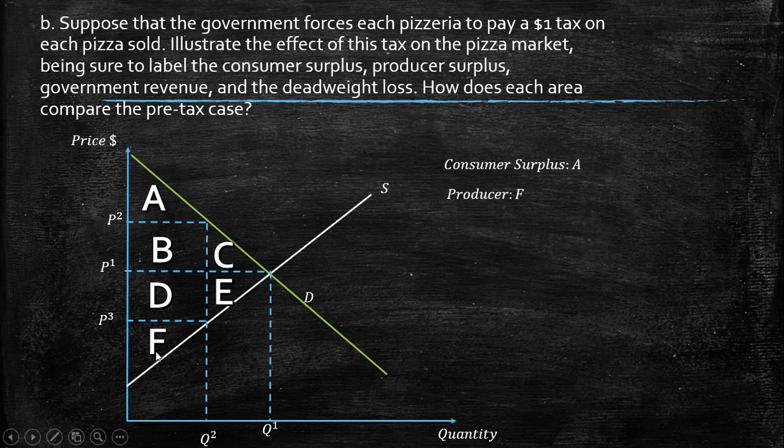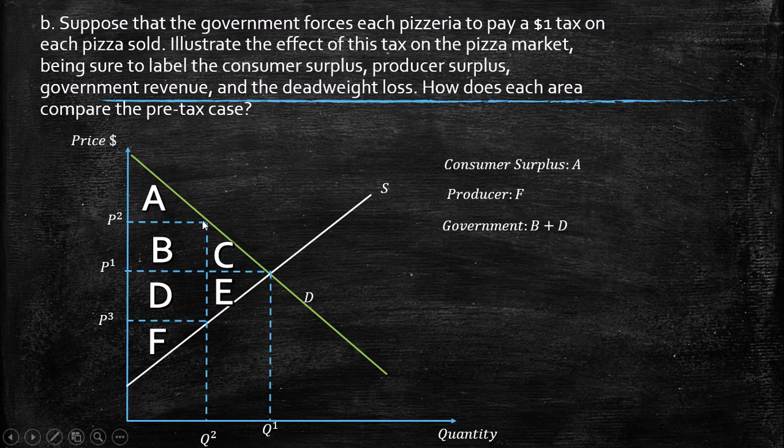As you notice, this is really lower than the previous pre-tax case, because in the pre-tax, if you remember, they had all this triangle, which was F plus D plus E. So in this case the pizzerias will just have F. What about the government? They weren't in the game before. They just appear now because there is a tax.